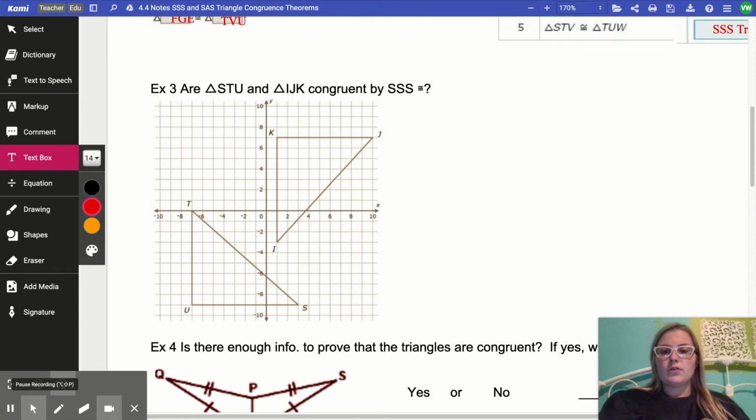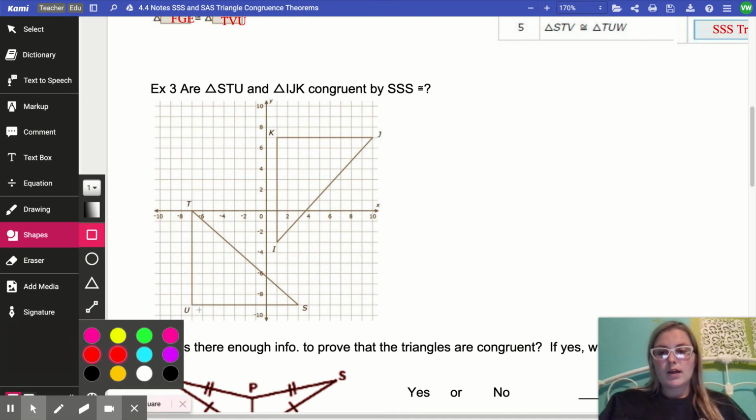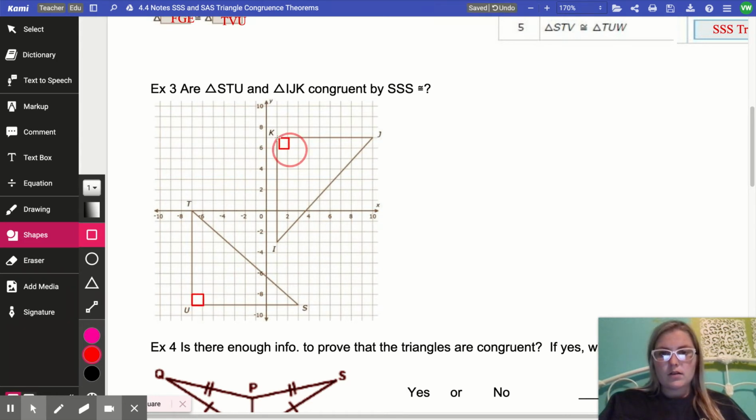All right, so for example 3, we want to know are triangle STU and triangle IJK congruent by side, side, side. So now I want to take a look at this, and it looks like I have right triangles because I have that perfectly vertical line and that perfectly horizontal line that cross each other. We said when we have vertical and horizontal lines that cross, they're perpendicular, so we do have a 90-degree angle. So I'll just mark that to give myself a note that these are both 90 degrees. Now I need to check and see if my sides match up.